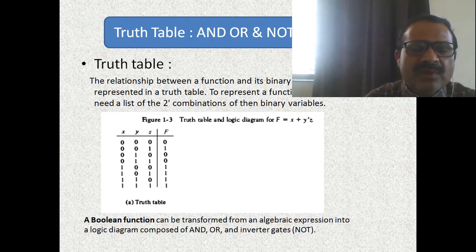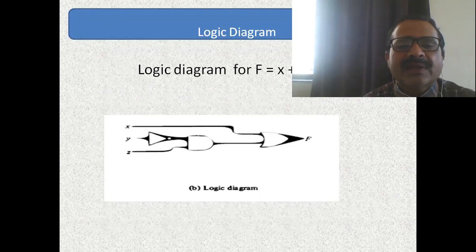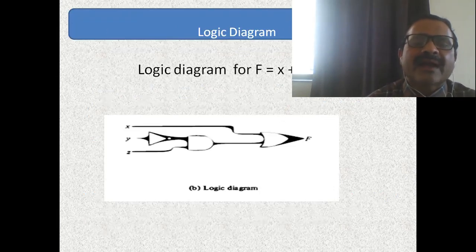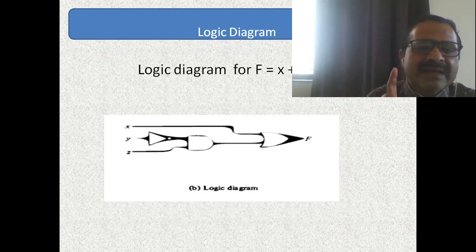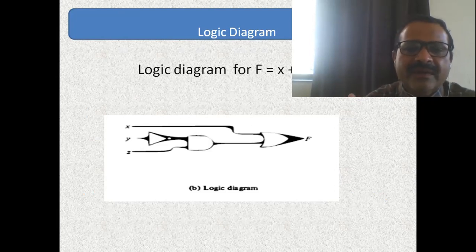Now, dear students, a Boolean function can be transformed from an algebraic expression into a logical diagram which comprises AND, OR, and NOT gates, that is called the inverter gate. Now, let us see what we mean by logic diagram. A logic diagram is a pictorial representation between input variables and its output with the help of various logic gates and the wires. In this diagram, you will see that there are three inputs, X, Y, Z, and there is one output that is called F.